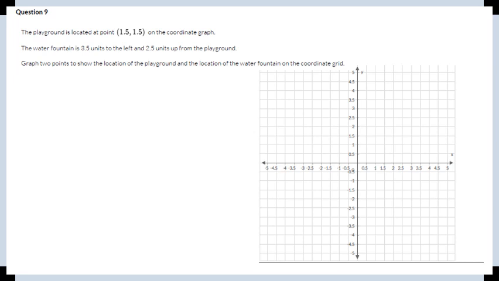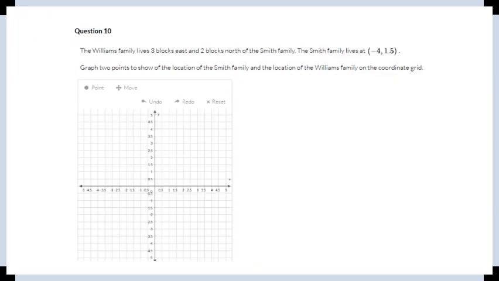Okay, the playground is located at point 1.5, 1.5. So here. The water fountain is 3.5 units to the left. Okay, so I'm going to draw over here 3.5. Okay, and 2.5 units up. So all I'm going to do is graph those 2 points. You don't have to graph the lines. That's just helping me count.